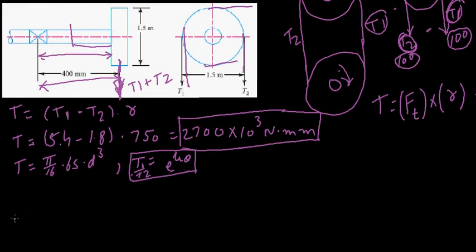So let's say my bending moment is M. Now this M is equal to my force. My force is T1 plus T2, so it is 5.4, let's say 5400 newtons, minus 1800. This was in kilonewtons, we just converted into newtons by multiplying by 1000. So this is, I'm sorry, this is plus.